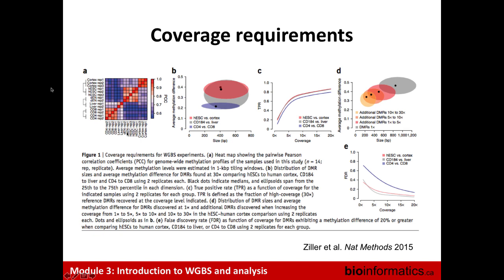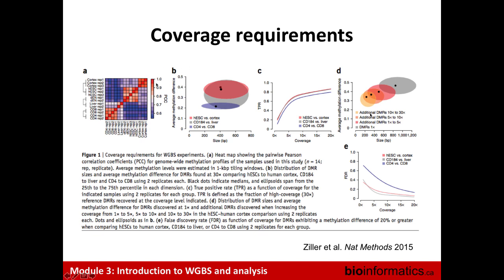So this is similar to what we saw before in terms of correlation. The plot that's interesting, there's human ES cells, there's cortex, there's liver, and different types of blood cell types. But the thing that's nice is this plot, for instance, which shows how many DMRs you can identify. So first you have the full data at 30x whole genome sequence, but then they downsample that data and ask the question, with less data, are you able to identify differentially methylated regions?